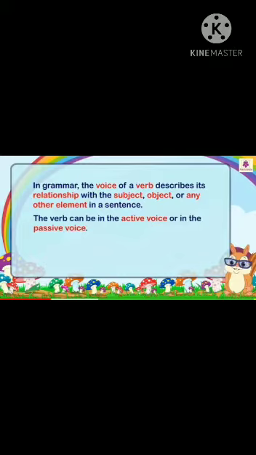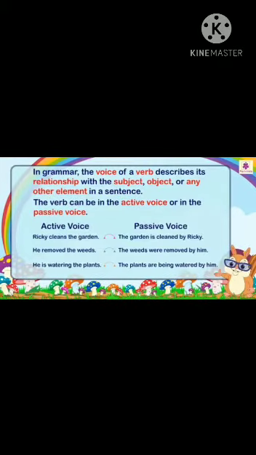Students, in grammar, the voice of a verb describes its relationship with the subject, object, or any other element in a sentence. The verb can be in the active voice or in the passive voice. See example. Ricky cleans the garden. This is in active voice.